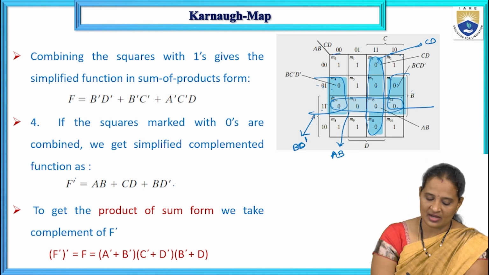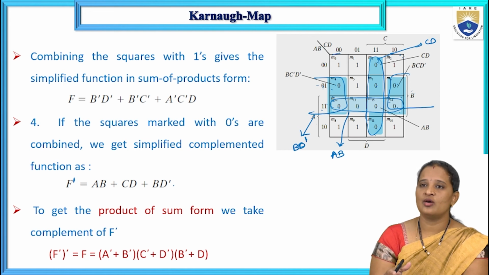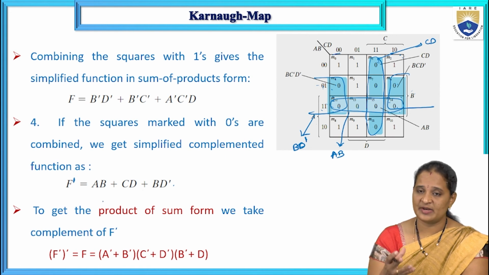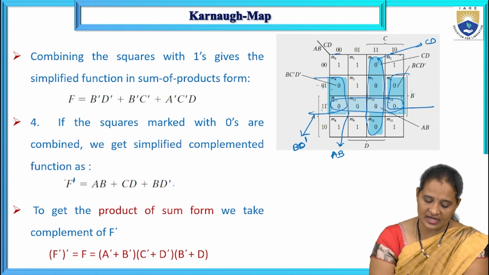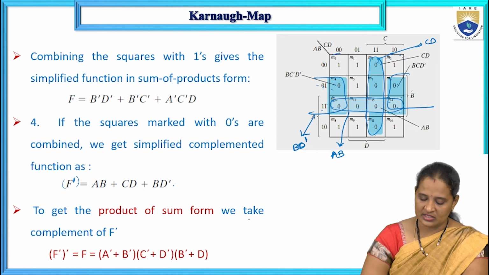So this is nothing but F complement, because I am grouping zeros, but I am not writing the sum terms, I am writing the product terms itself, which indicates the complement of the Boolean function. Now once it is done, I want to get the expression in POS form. So if I take the complement of this complement, it will give you the product of sums form.